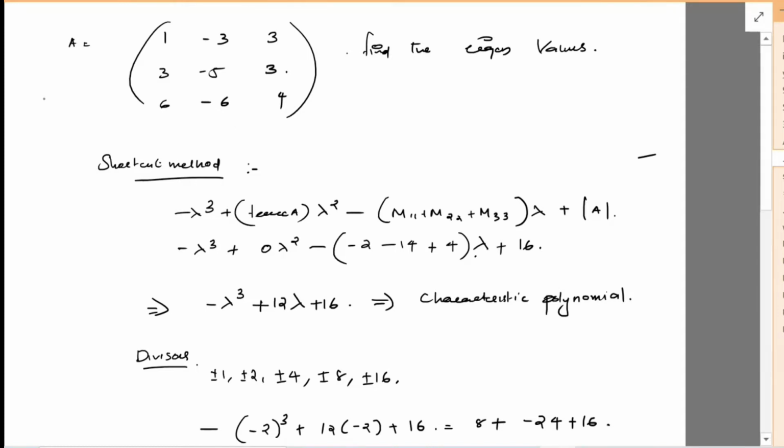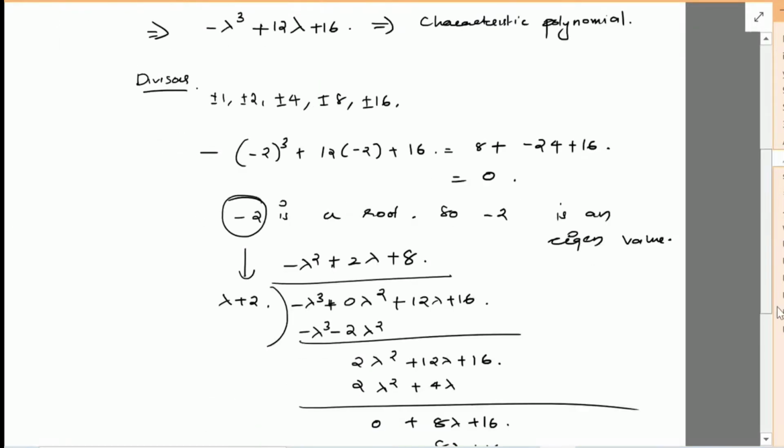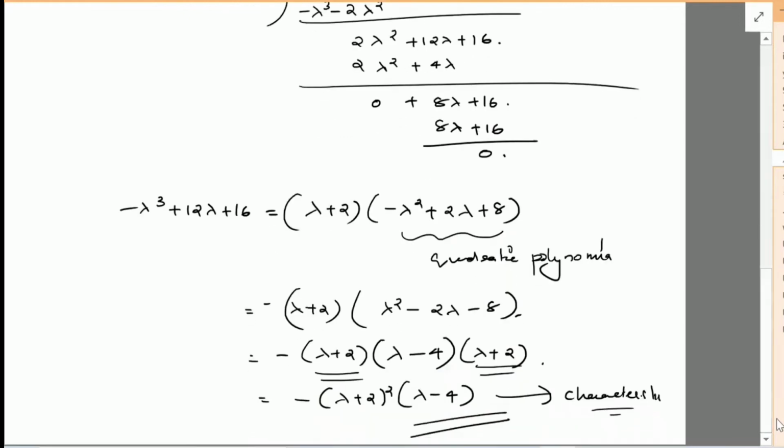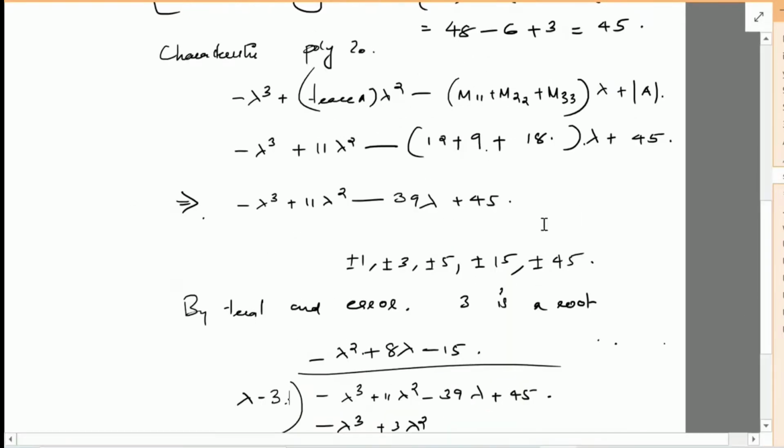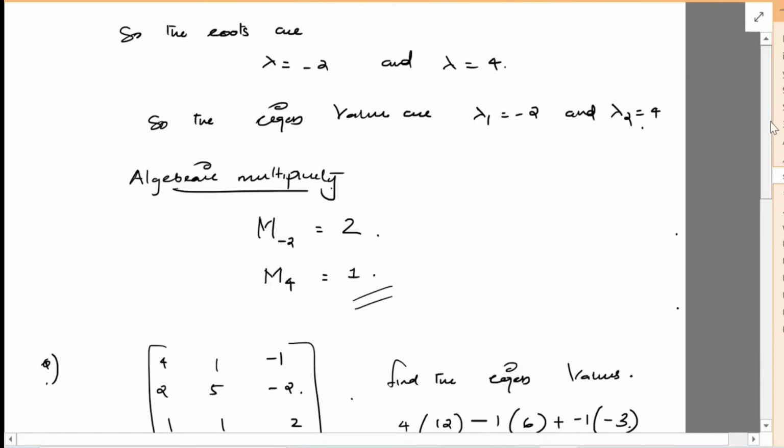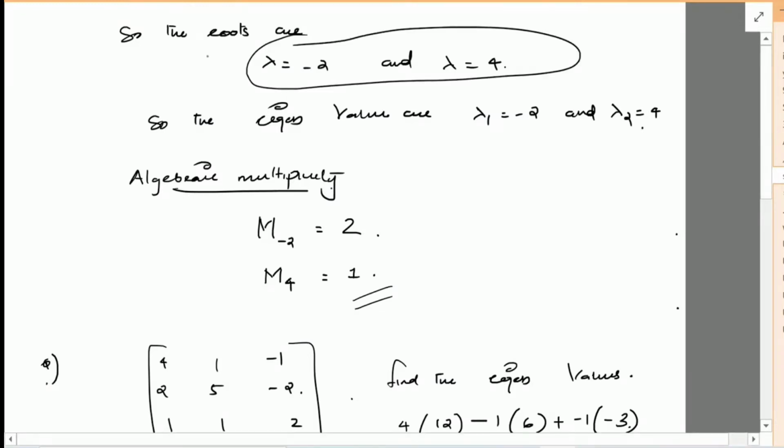Consider this matrix A equal to [1, minus 3, 3; 3, minus 5, 3; 6, minus 6, 4]. We have already found the eigenvalues of this matrix. You can see that the eigenvalues are minus 2 and 4. Minus 2 and 4 are the eigenvalues of this matrix.